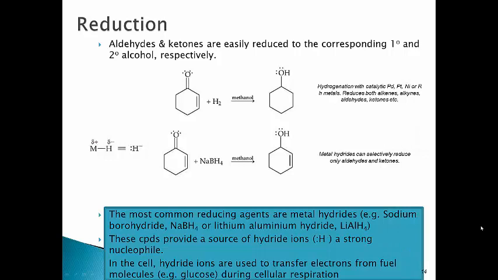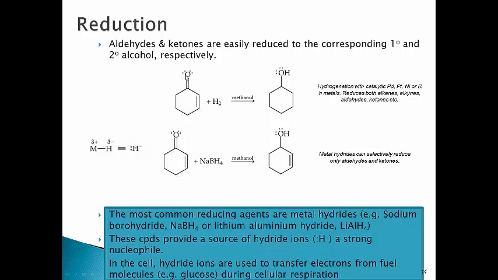So let's look at reduction. So reduction is the opposite to oxidation. So oxidation, we're adding in oxygens, removing hydrogens. Reduction, we're removing oxygens and adding in hydrogens. So aldehydes and ketones are easily reduced back to their corresponding primary or secondary alcohols.